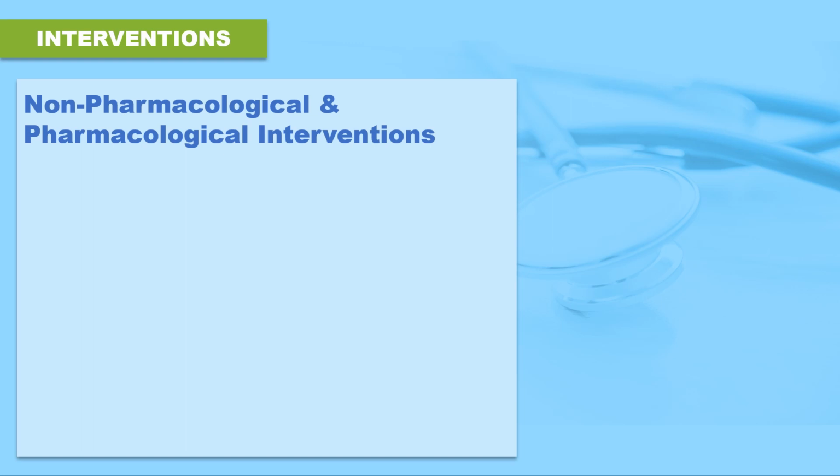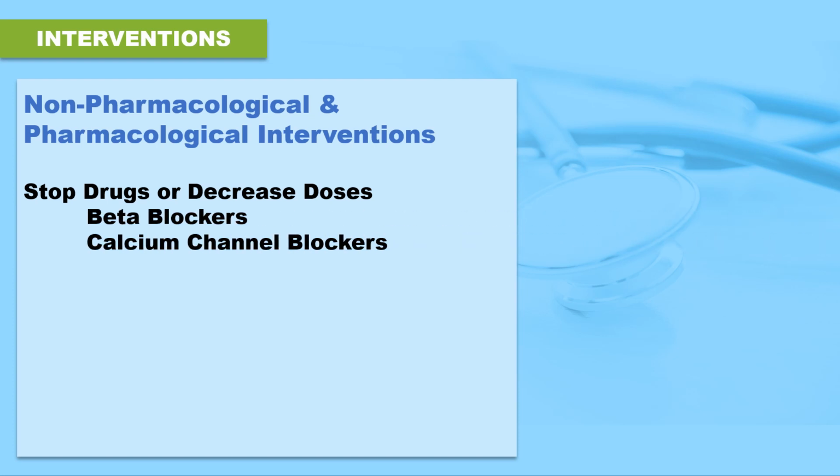So the first thing we're going to do is remove the cause by stopping or decreasing the dose of medication that may be affecting the heart rate. That's beta blockers, calcium channel blockers, and digoxin. These are all negative chronotropic drugs that decrease the heart rate.